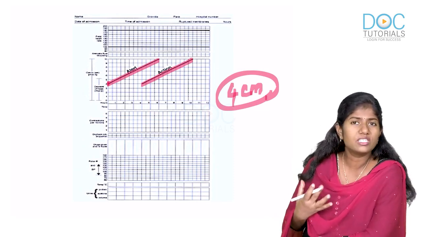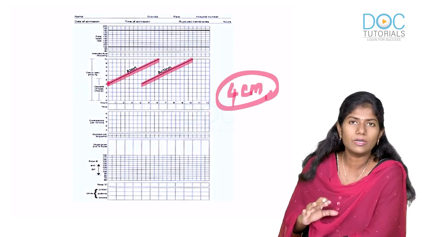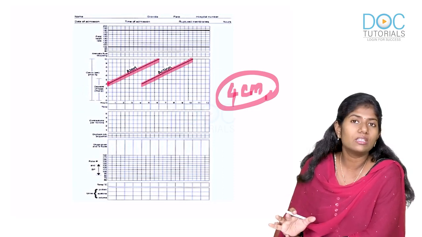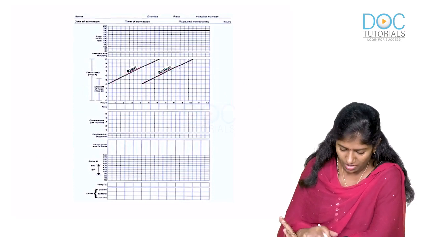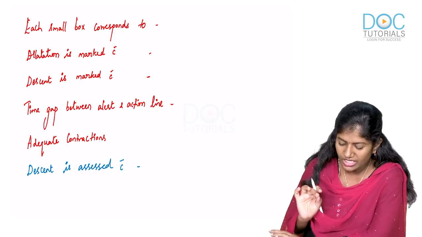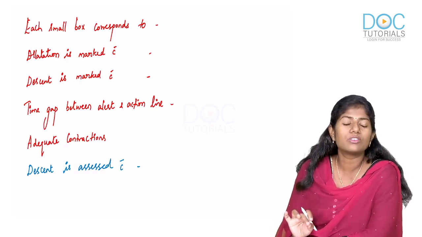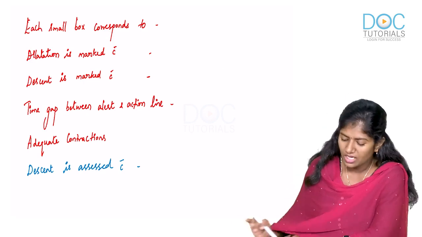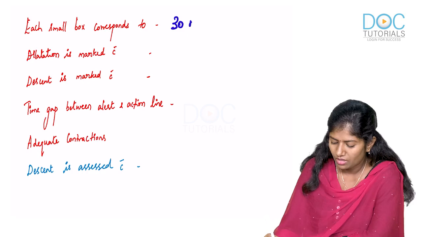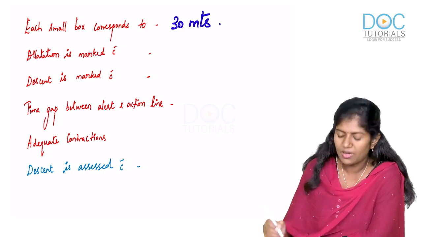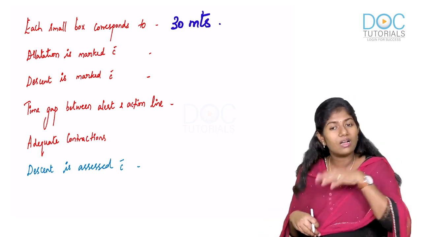Now a few important MCQs. I'm not going to discuss the entire partogram here because it's an INI-CET question paper. A few important MCQ points I'll tell you on this partogram. Each small box in a partogram corresponds to how many hours? Each small box corresponds to half an hour.